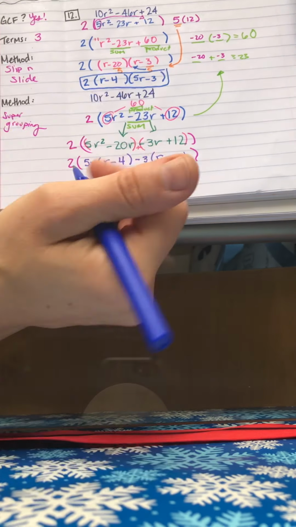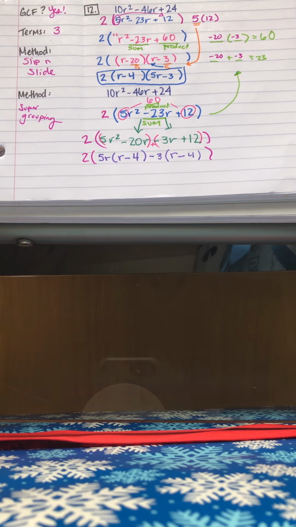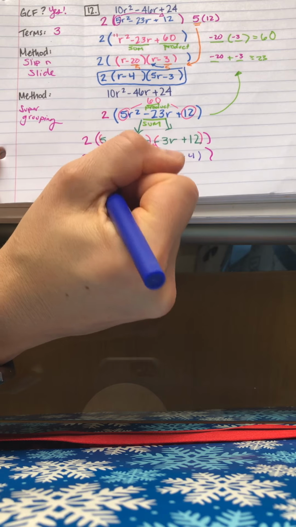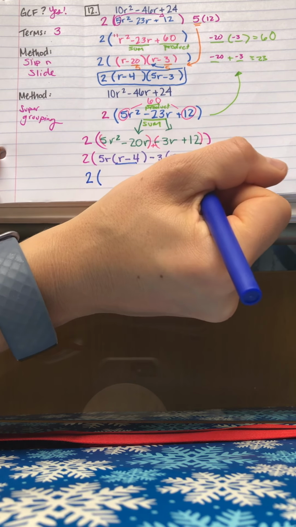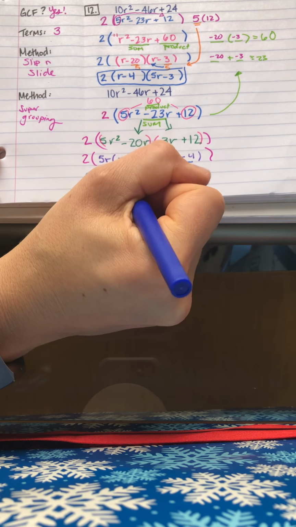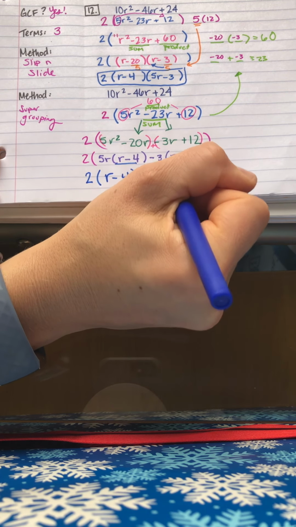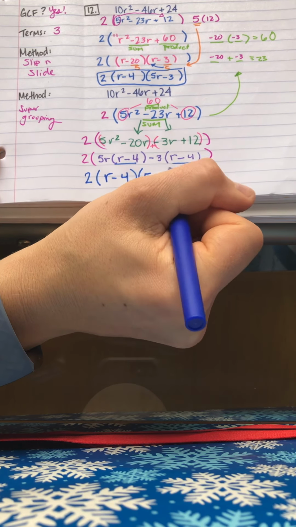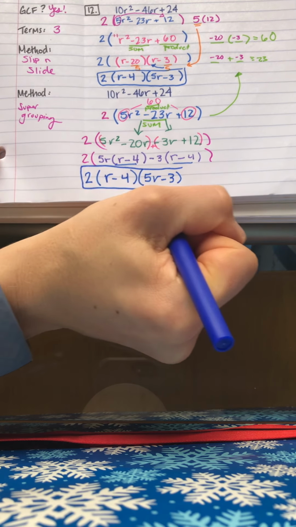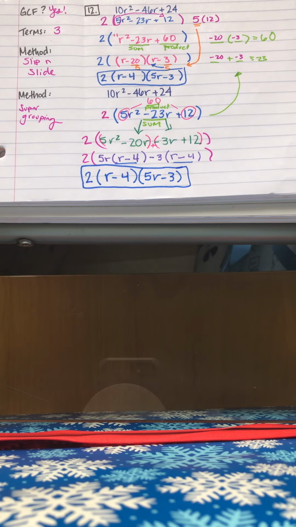2 goes out in front, because that is your GCF, and it is part of the product. Common binomial factor here is r minus 4. Second binomial, 5r minus 3. Which, look at that, it's the exact same thing we got doing it with slip and slide. Okay, so questions 10 and 12 are probably the most complicated ones on the entire worksheet practice.